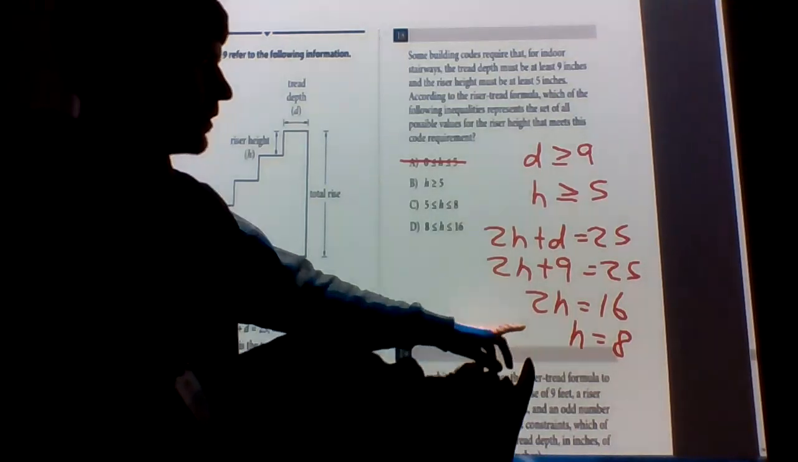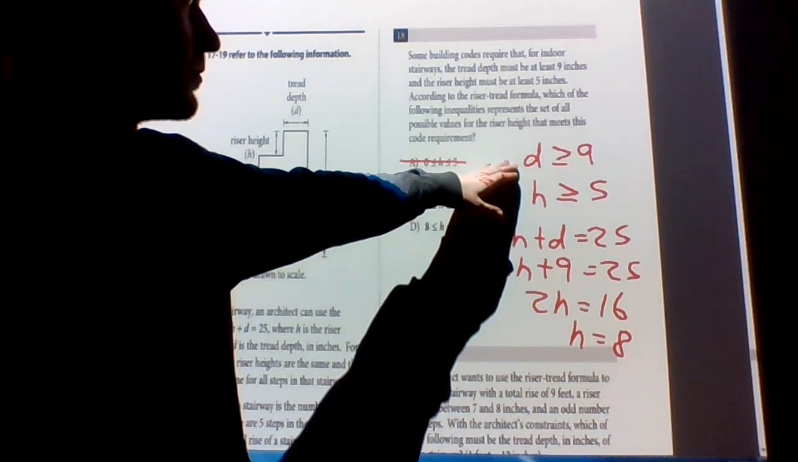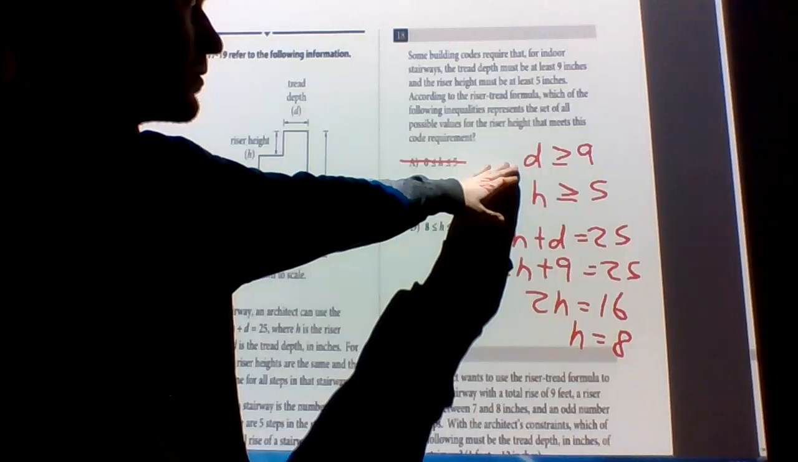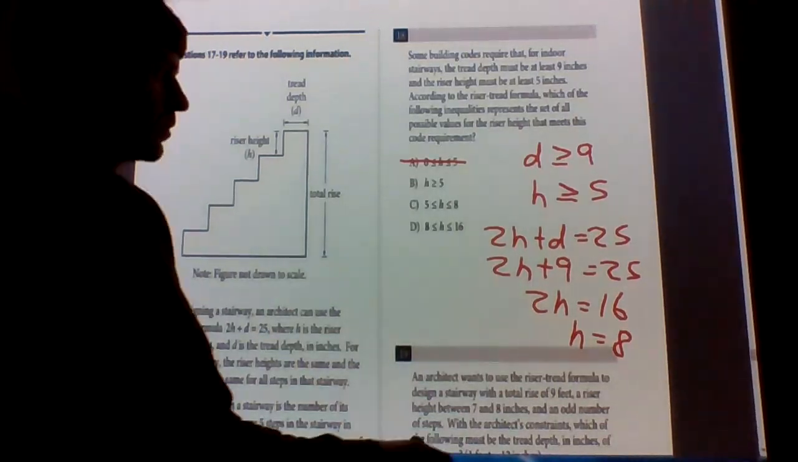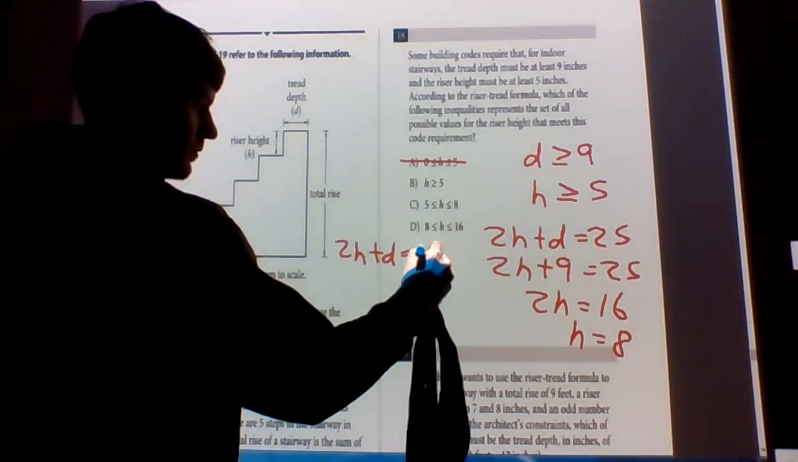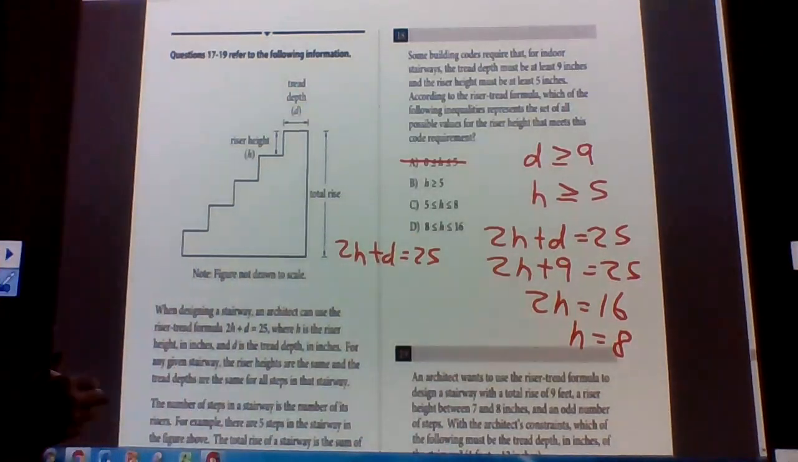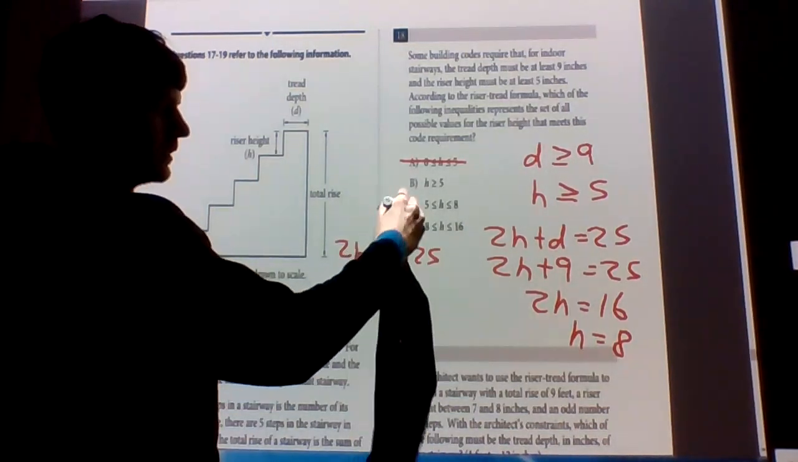So in reality, let's think about this for a minute. We know H has to be greater than 5. But if we put in something greater than 9 for D, h is going to become less and less. So it's got to be greater than 5 and less than 8, because that's the minimum. If 2h plus d equals 25, all we can do to d is increase it. D cannot be less than 9.